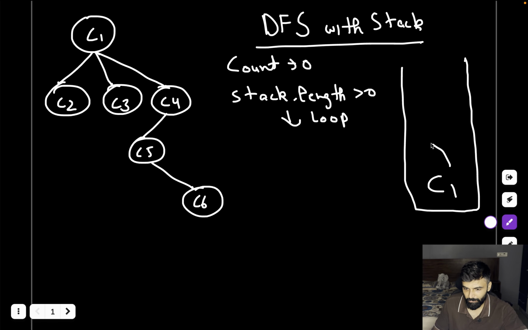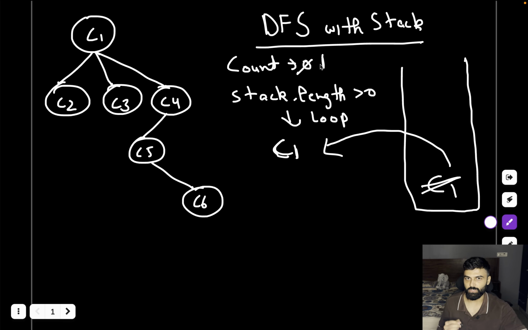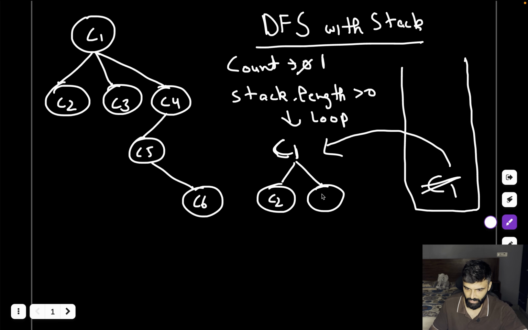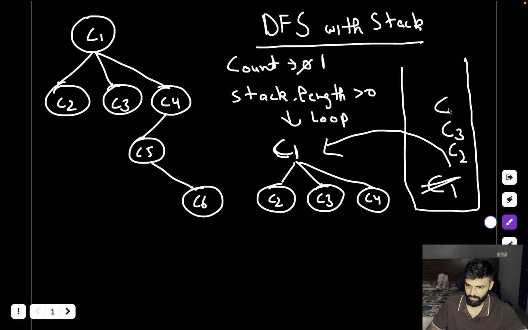We'll pop out the C1, the last element inside our stack. So now the stack is empty. We'll check C1 is there. We'll increase the count, because the root comment itself counts as 1. Then we'll check for the children. So if there are 3 children, let's say C2, C3, C4, we'll put all of these inside my stack, C2, C3 and C4. So there are 3 children of C1, and we have put them all inside our stack.